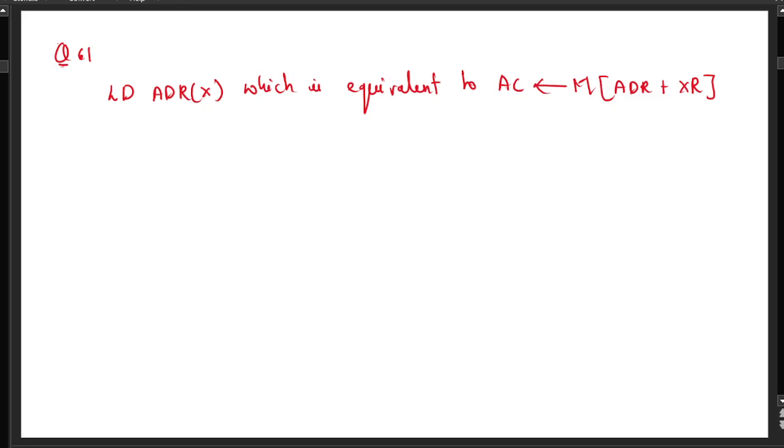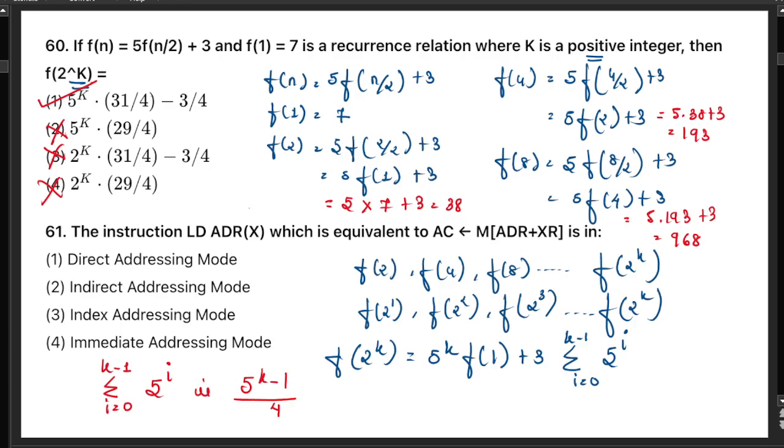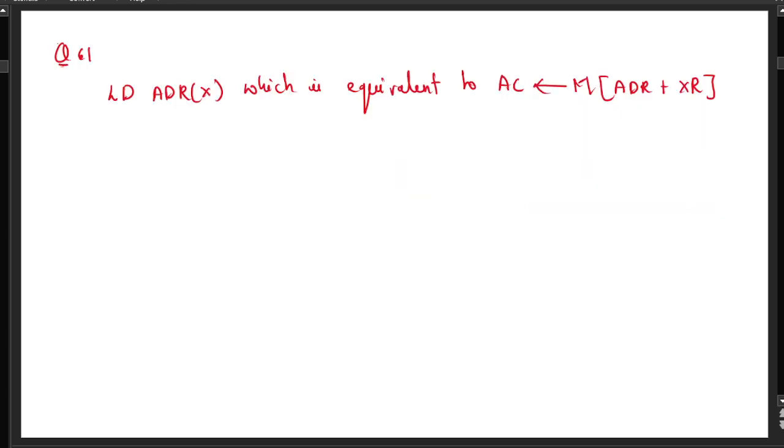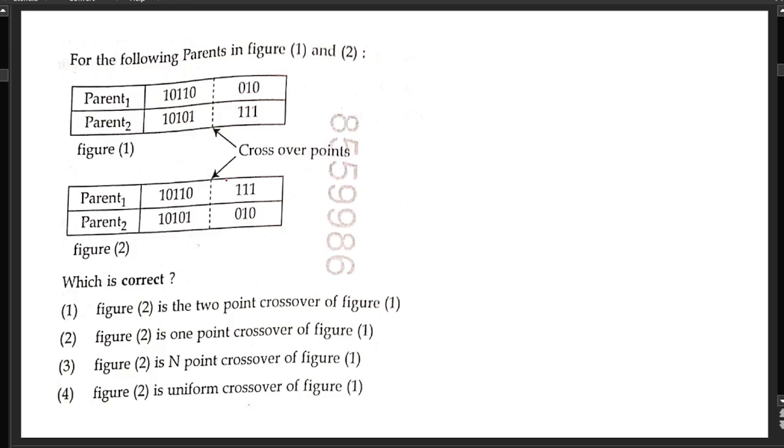So that is why we can say that index addressing mode is the correct answer, because here we are adding the constant ADR to the contents of the index register, which is XR. So this is the index register which we are copying into the AC, and this is done by index addressing mode. From this value itself you can get to know that this is none other than index addressing mode. Okay, I hope you got this, everyone. Let's see now the next question, which is this one.